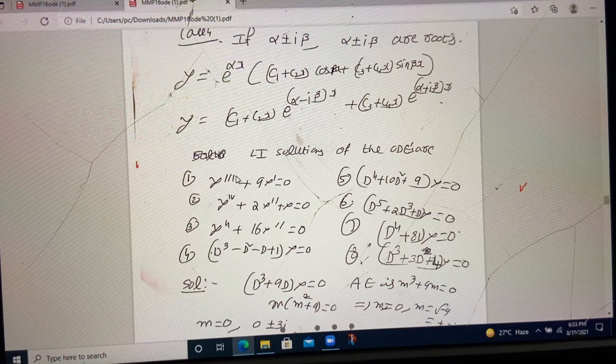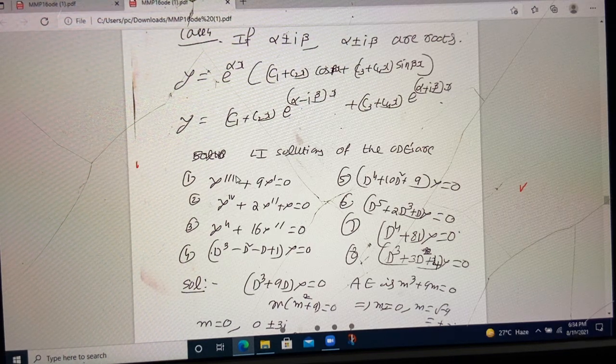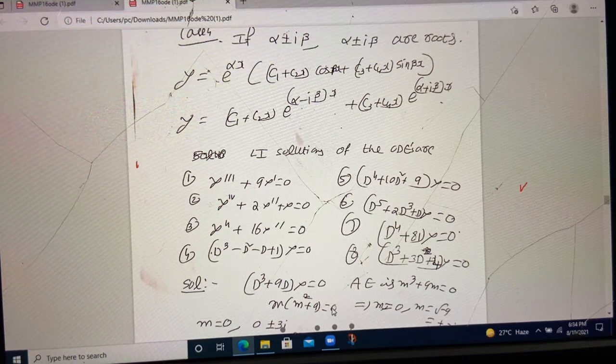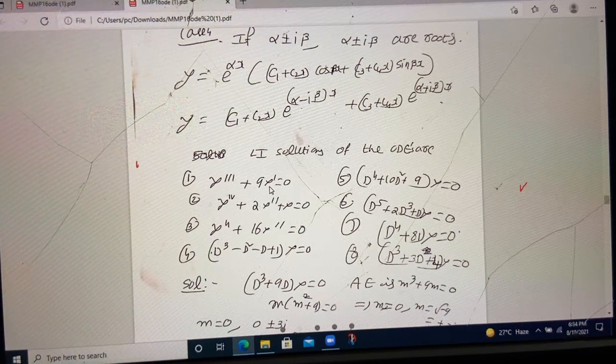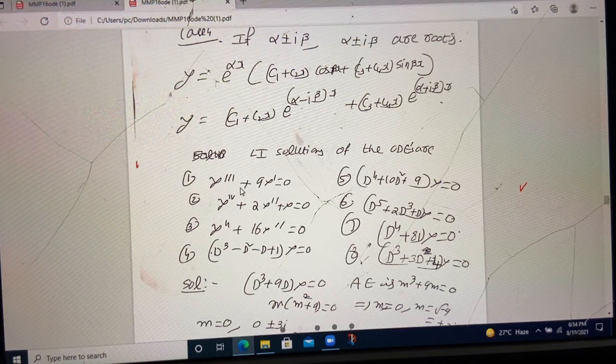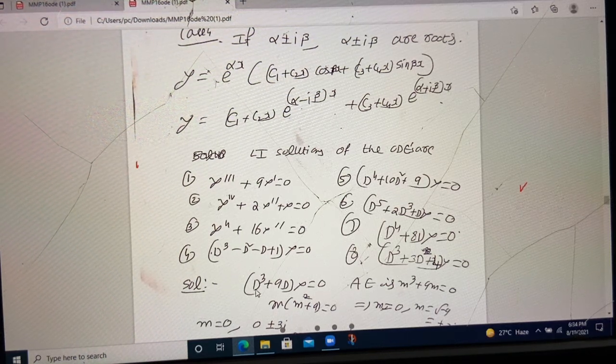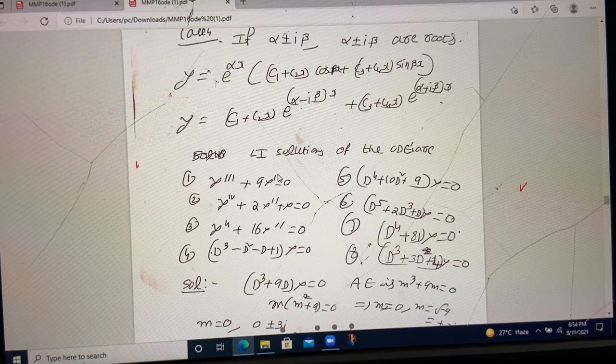First, what is the first step as we have discussed? You may be asked to find the independent solutions of this, or you may be asked to write the general solution of this. In either case, we need to solve like this. First step is to transform them to D form, that is in terms of D. This is D cube plus 9D on y equal to 0, because D cube on y is y triple dash, D on y is y dash.